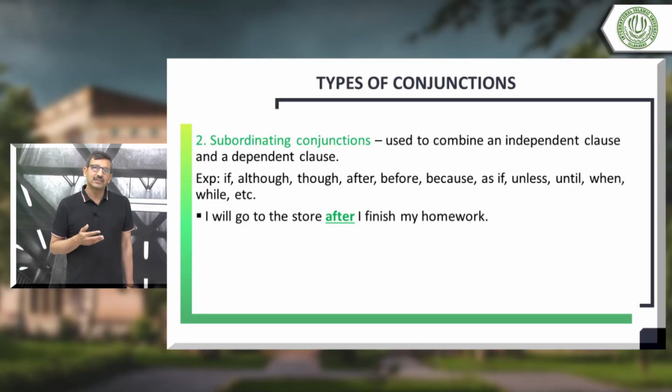The second type of conjunction is the subordinating conjunction. Subordinating conjunctions are used to combine an independent clause and a dependent clause. For example, I will go to the store after I finish my homework. So, after is a subordinating conjunction which combines independent and dependent clauses in a sentence.